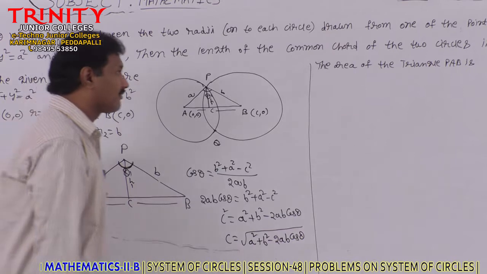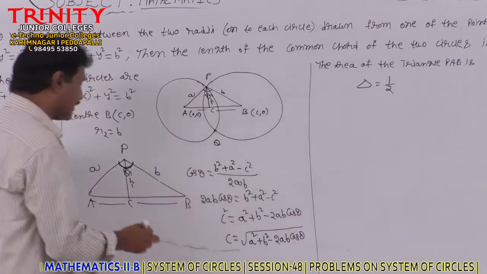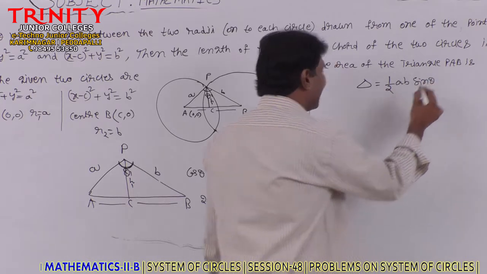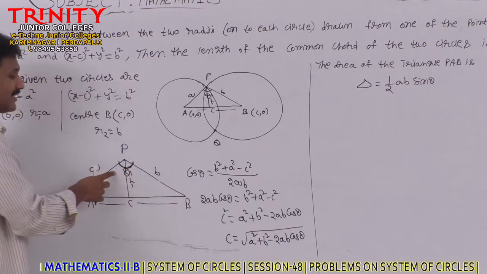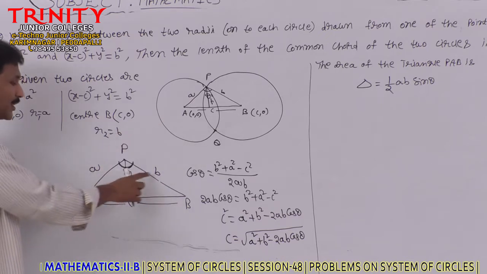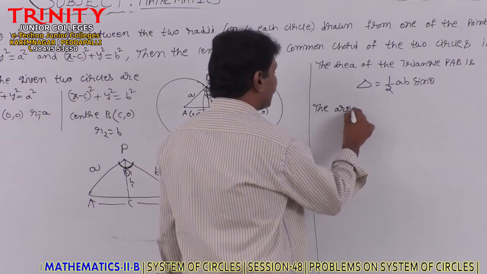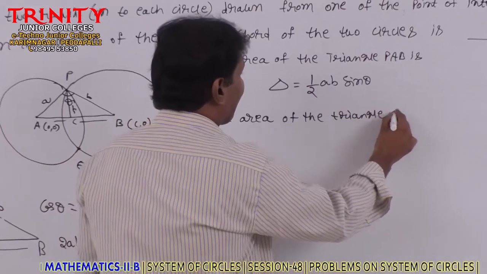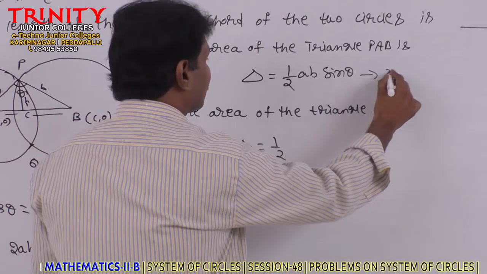From the properties of triangles, the area delta equals half the product of the sides A and B into sin theta, where A and B are the lengths of the sides and theta is the angle between the sides. So the area of the triangle PAB is half A into B sin theta. Another way, the area of the triangle PAB is half base into height.